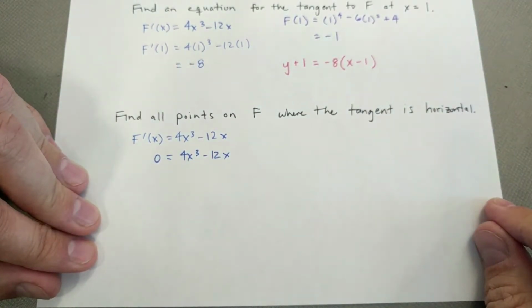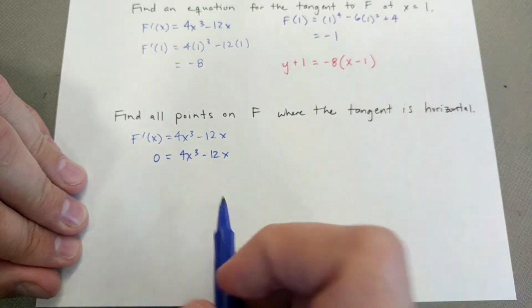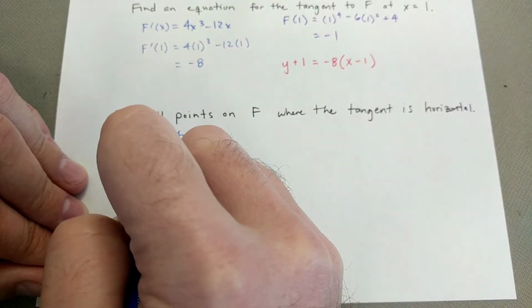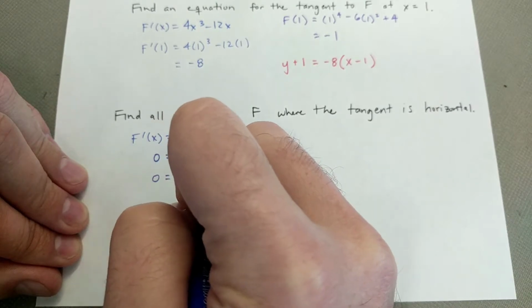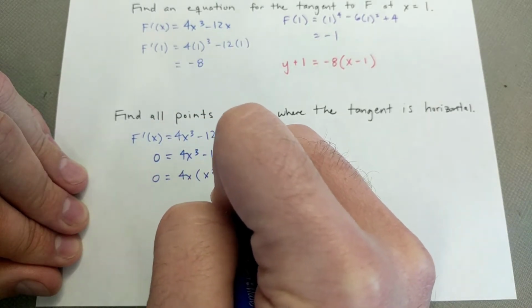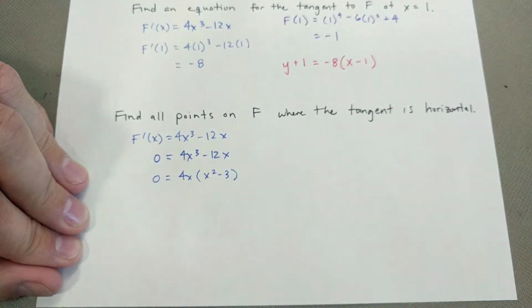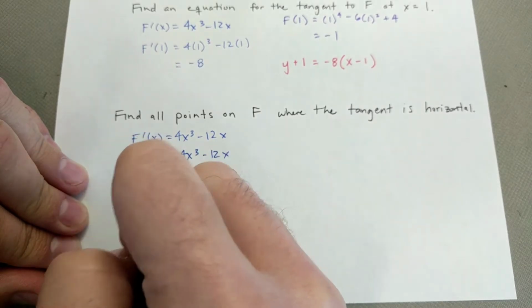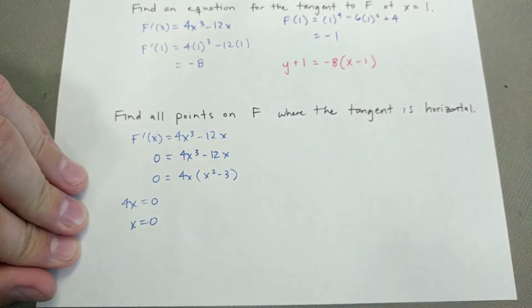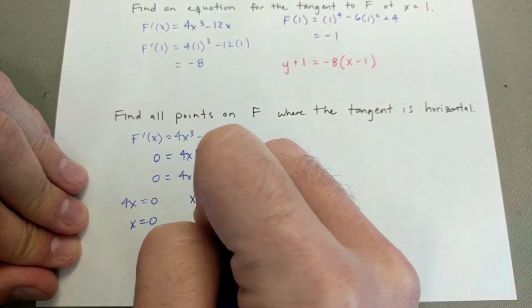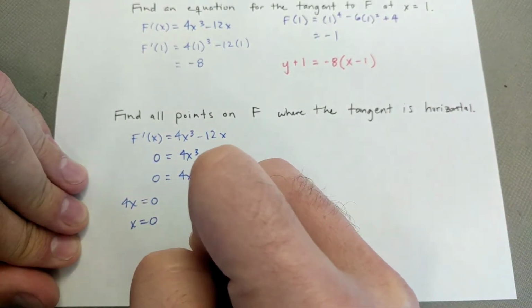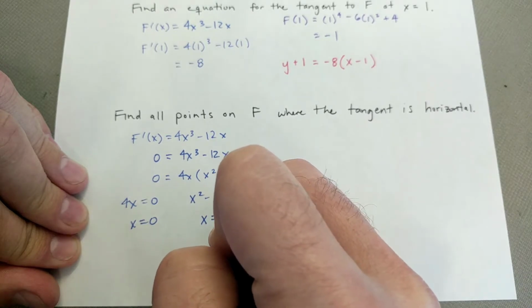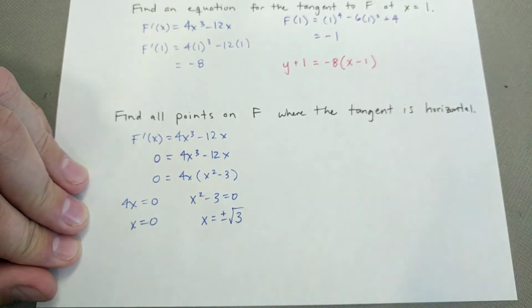So in other words, we're interested in when is f prime equal to 0. Cool. So let's go ahead and solve this thing. First thing I noticed is that they have a 4x in common that I can factor out. So when I do that, I get this expression. All right, so one of those things has to be 0, so either 4x is 0, which means x is 0, so I found one input so far. And then over here, x squared minus 3 is 0. When I solve that, I'm going to get positive and negative square root of 3.